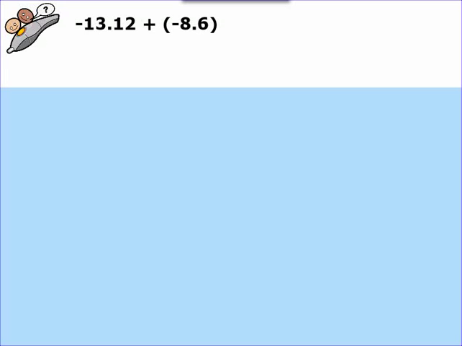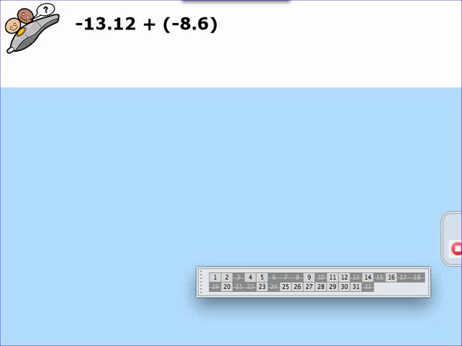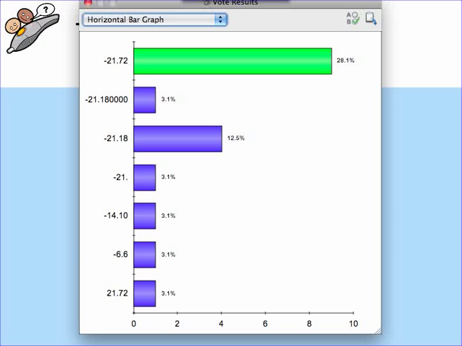Let's look at this one. -13.12 plus -8.6. -13.12 plus -8.6. Okay, so negative 21.72.